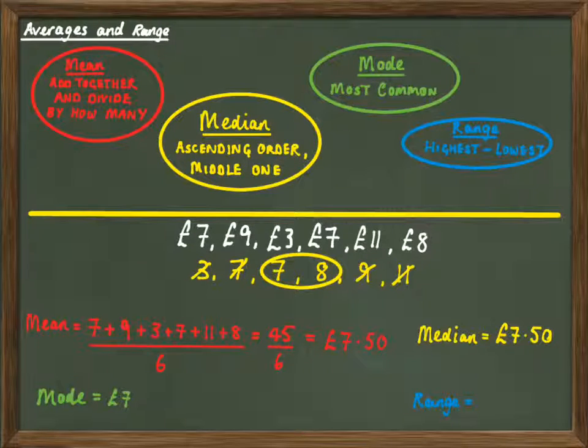Range, highest minus lowest. You've already put them in order. So 11 minus 3, and that gives you your £8. Okay, so nice and straightforward basically to get your marks, mean and median being the hardest. Sometimes median's easy, and sometimes it's slightly harder, like in this case. Mode and range should be pretty straightforward. So again, learn the definitions and you should be okay to answer this type of question.